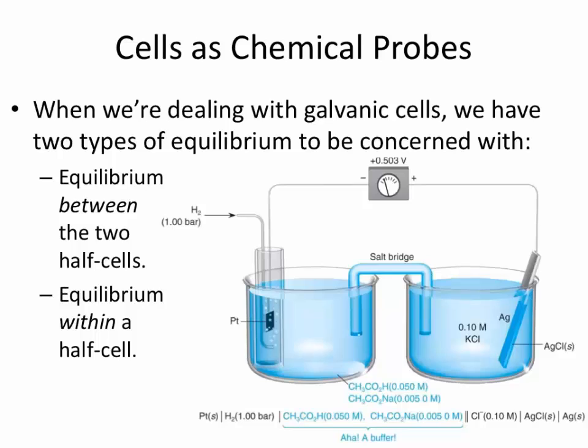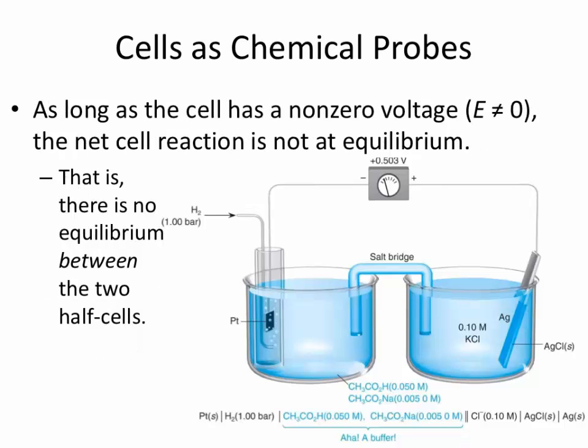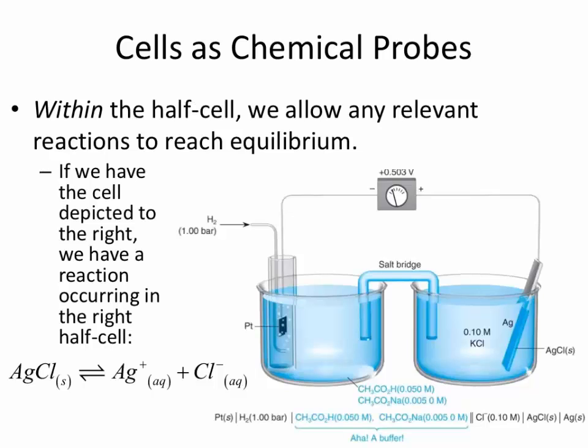Now, when we're dealing with galvanic cells, we have two types of equilibrium to be concerned with. Equilibrium between the two half cells and equilibrium within a half cell. So long as the cell has a non-zero voltage, that is, E is not equal to 0, then the net cell reaction is not at equilibrium. That is, there is no equilibrium between the two half cells, between this side and that side. Now, within the half cell, we can then allow any relevant reactions to reach equilibrium.